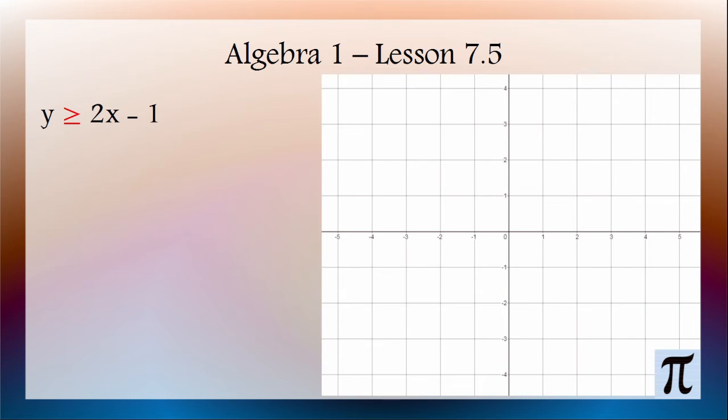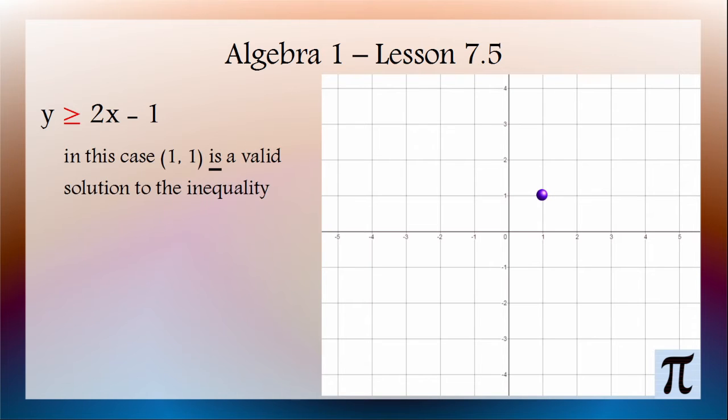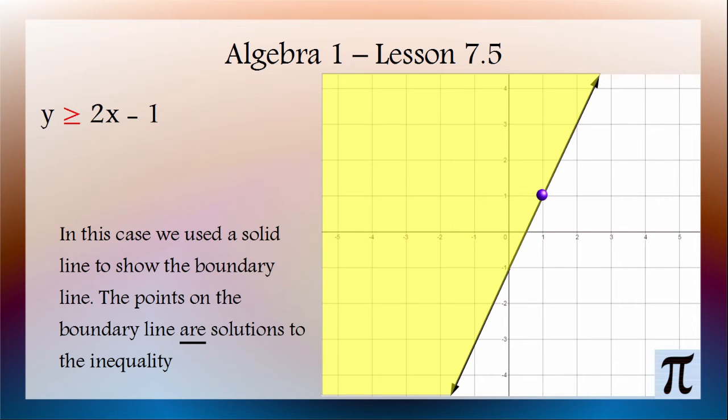But what if it was y is greater than or equal to 2x minus 1? In this case, (1, 1) is a valid solution to this inequality. So we would use a solid line to show the boundary line. The points that are on the boundary line are solutions to the inequality. So whenever we have greater than or less than, we need to use a dashed line. But if we have a greater than or equal to, or less than or equal to, we would use a solid line.